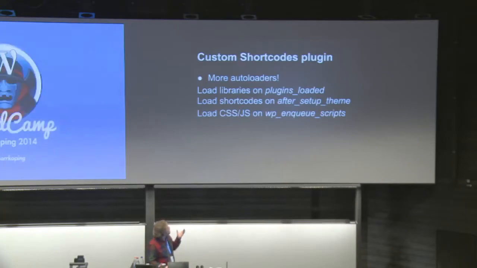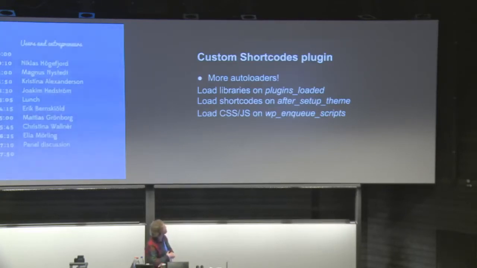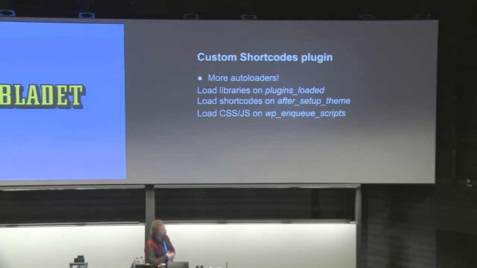So how does it work? Well, there's just a bunch of autoloaders for all of this. We load libraries from the includes folder on the plugins loaded hook. We load shortcodes from the shortcodes folder on after setup theme. And we load CSS and JavaScript on WP enqueue scripts.